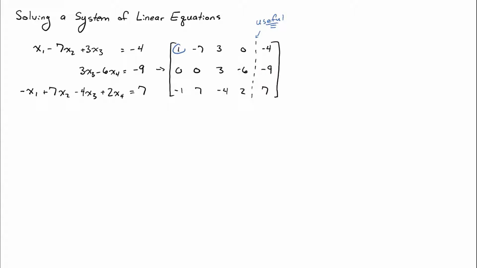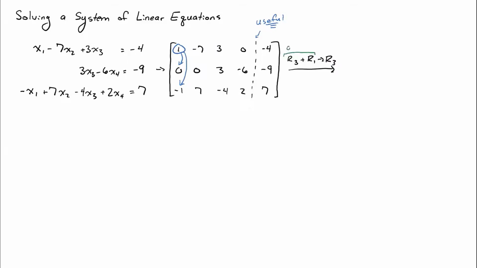Start with the number in the upper left. If it's a 0, you may have to swap rows to get a non-zero entry here. This will be our first pivot. We want each entry below this to be 0. Row 2 is a freebie, but to get 0 in row 3, we'll need to add row 1 and row 3 and replace row 3. I'll denote that by writing R3 plus R1 arrow R3.